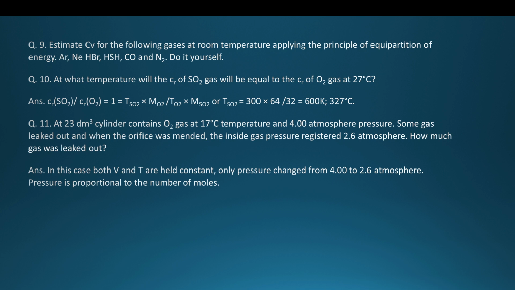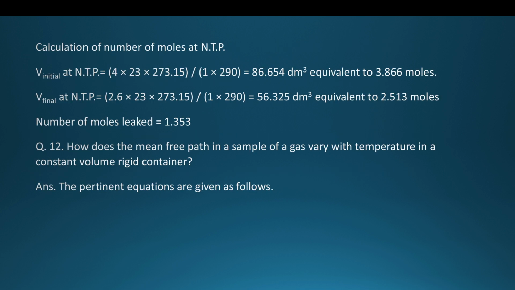So what do we do? First we calculate the theoretical volume at NTP. Then we calculate again the theoretical volume at NTP after leakage. The difference of both volumes gives the amount of gas which leaked. Convert it to number of moles by dividing by the molar volume. We obtain the result as 2.513 moles. Number of moles leaked is 1.353.